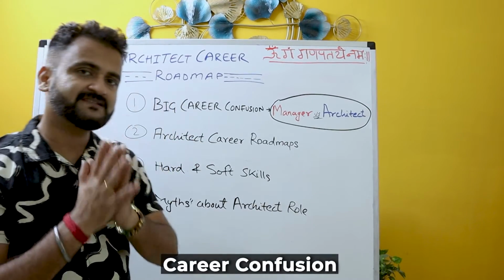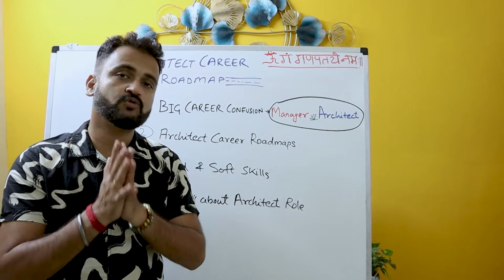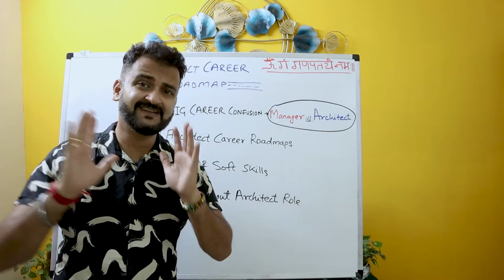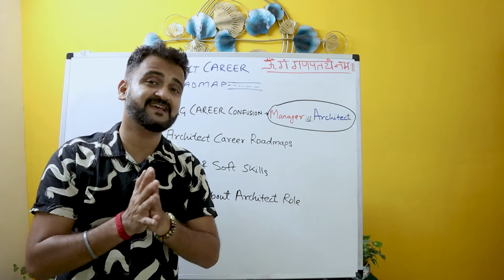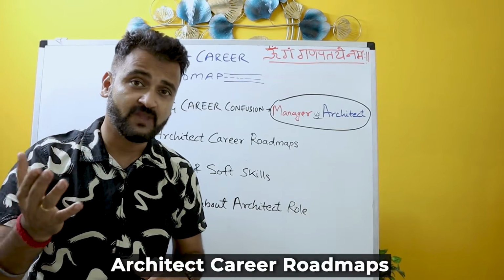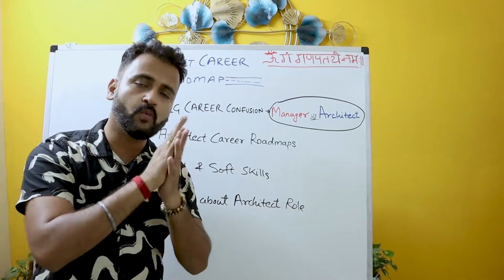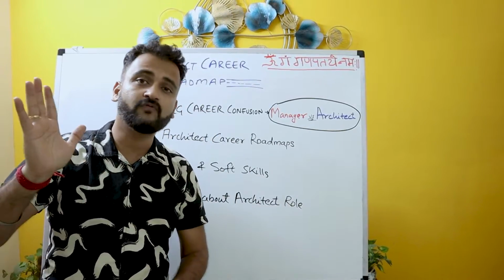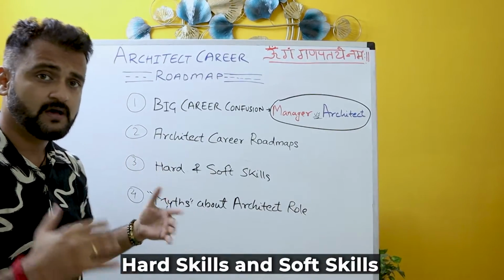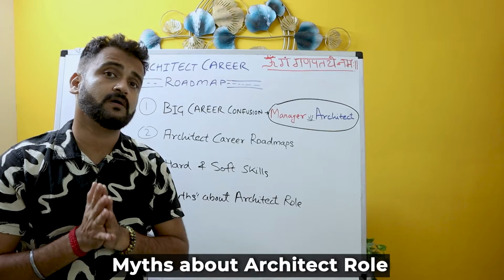Number 1, we'll touch base upon what kind of parameters you should think of when you want to decide whether to go into a management role or an architect role. We'll take a real life and very interesting example to understand this. Then we'll understand different roadmaps and different levels which we can take. Obviously there will be nuances, but you will get a very good understanding of what paths you can take if you want to move up in the architect arena. Then some hard skills and soft skills an architect needs, and finally some myths. We'll bust some myths about being an architect.